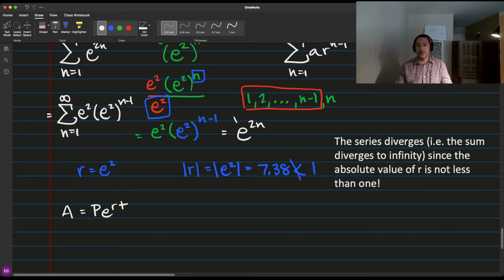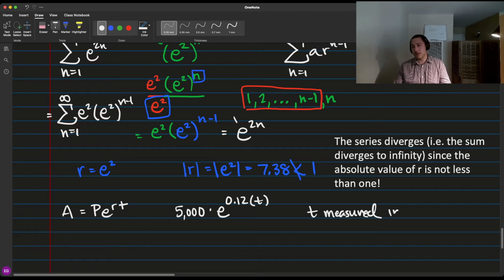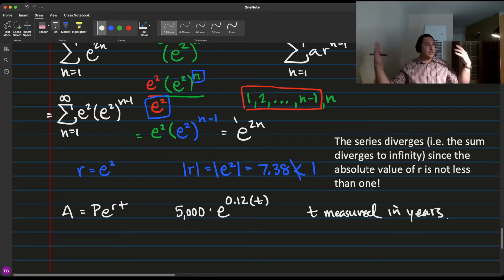Let's say you take out a $5,000 loan at 12% interest, so you're going to get 0.12 times t, where t is the amount of time, and let's say that t is measured in years. So after like 10 years or something, they plug in t equals 10 and they compute this.